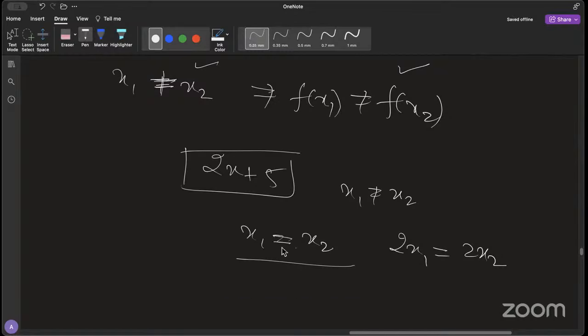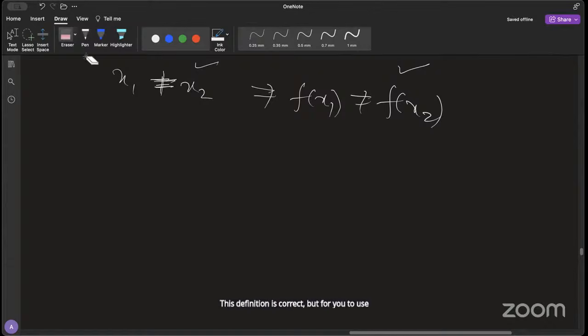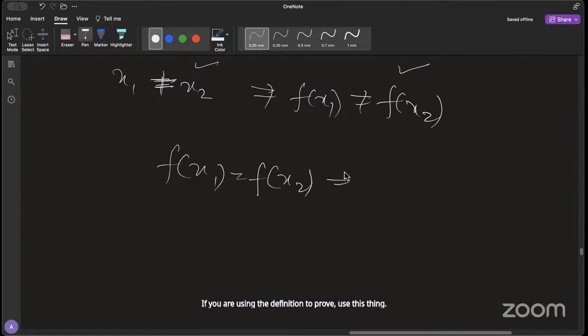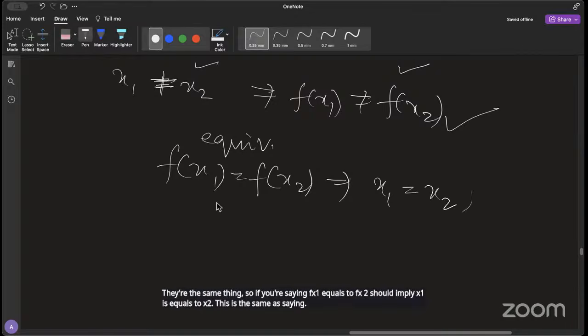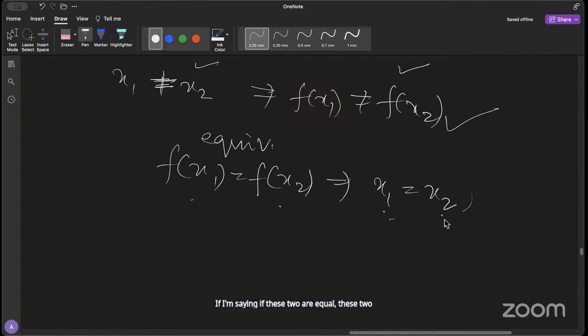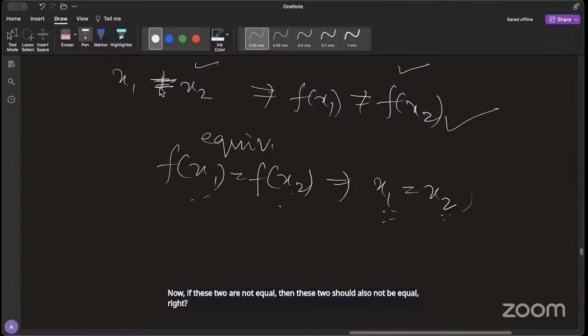I know that, but I was just about to confirm whether this definition is correct or not. This definition is correct, but for using the definition to prove things, I'd suggest you use this one. These two are equivalent statements. They're the same thing. If f(x1) equals f(x2) implies x1 equals x2, that is the same as saying that if these two are not equal, then these two should also not be equal, right? That's the contrapositive part.